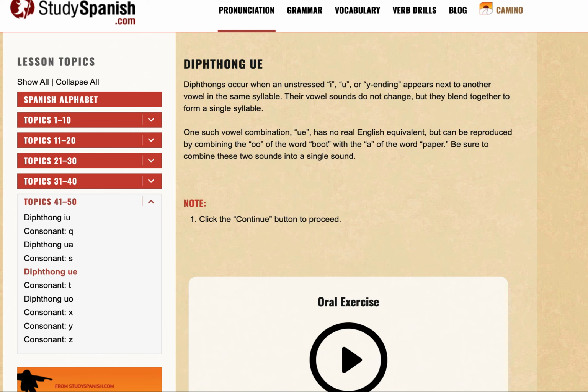Today we're going to talk about diphthong UE. From what I say here, UE has no real English equivalent, but can be reproduced by combining the OO of the word boot with the A of the word paper. And be sure to combine these two sounds into a single sound.